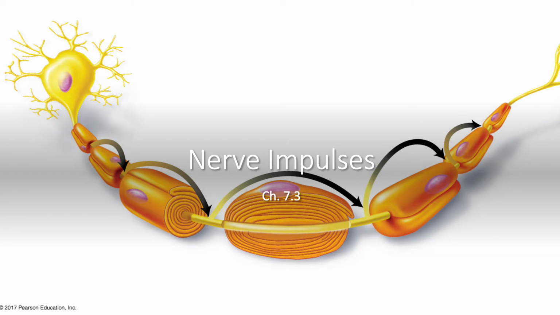In this video, we are going to be talking about nerve impulses, which specifically covers Chapter 7, Section 3. You should have watched the video on just the general anatomy of a neuron before watching this video. We're just going to talk about how electrical signals travel down the axon of a neuron.